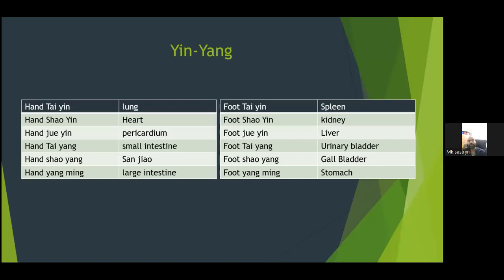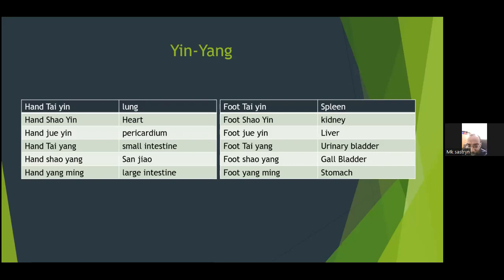For example, you have a cervical radiculopathy and you have a pain in the heart channel. So what channel will you use? Kidney channel. Go to the kidney channel, find the tender points and needle it. Clear? This is called yin and yang balance.